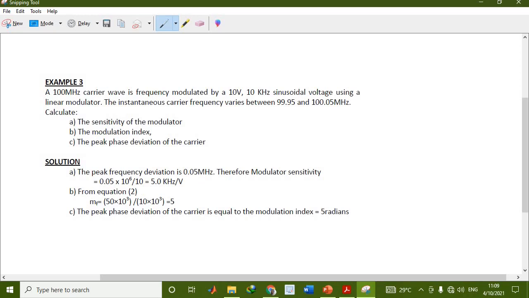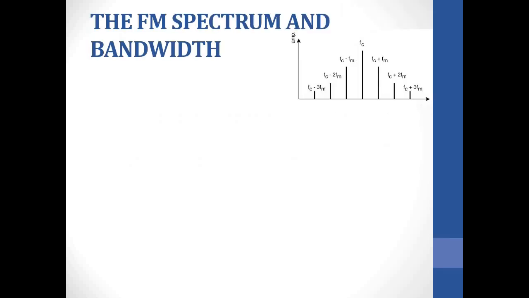And then next, the modulation index. Modulation index is equal to FD, frequency deviation, which is this 0.05 megahertz, over FM, which is 10 kilohertz. So 0.05 megahertz divided by 10 kilohertz gives us 5. That will be the modulation index. The modulation index gives us what we call the peak phase deviation. It is just equal to this value, and we express that value in radians, which is 5 radians. Okay, example 4, you can attempt it and then send me your solution.